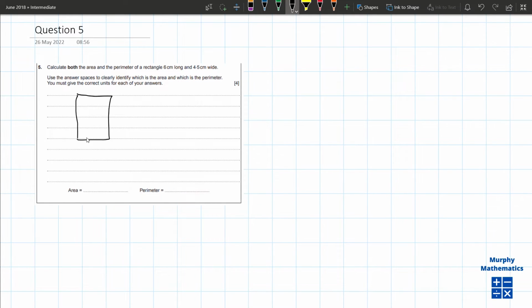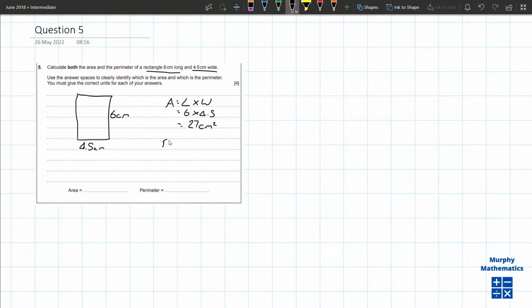Okay, so we've got a rectangle, and we're told it's 6 centimeters long, so this will be 6 centimeters, and we're told it's 4.5 centimeters wide, so 4.5 centimeters. And we're asked to find out the area and the perimeter. So we know the area of a rectangle is just the length times width. So that's going to be 6 times 4.5, which in a calculator we get 27. And our units now, because we're dealing with area, is centimeters squared.